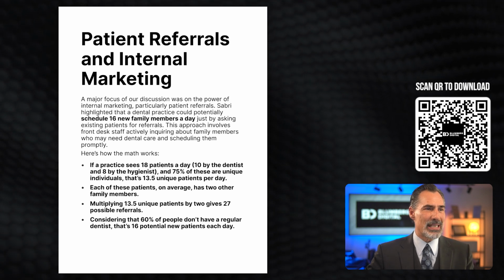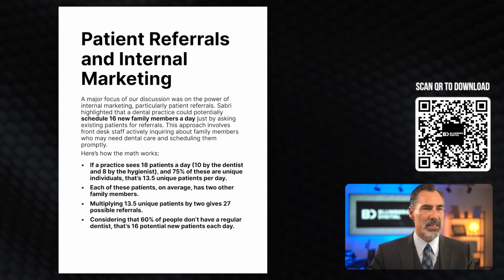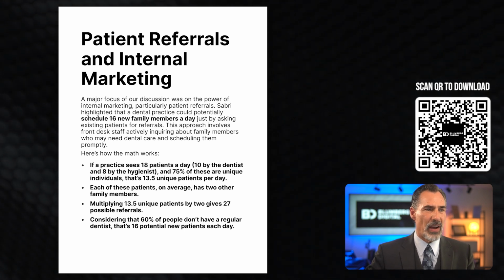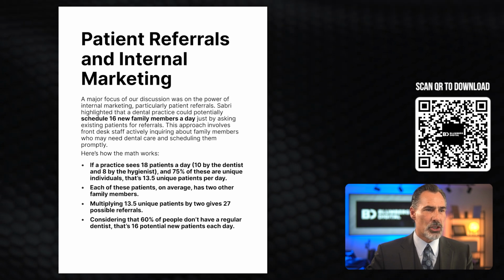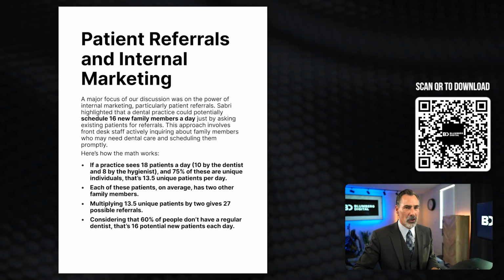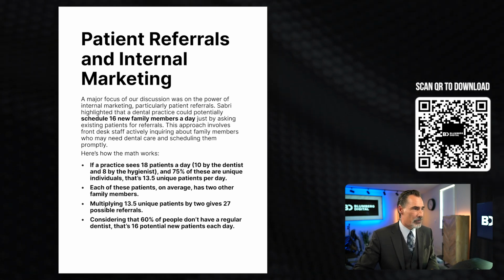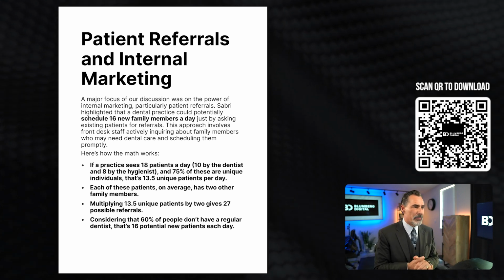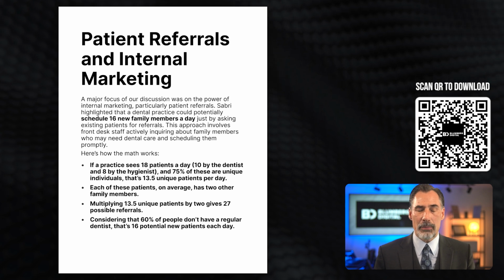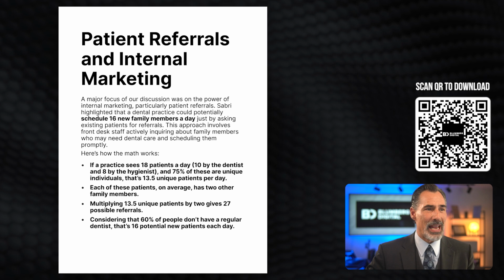Look at this. If a practice sees 18 patients a day, 10 by the dentist and 8 by the hygienist, and 75% of these are unique individuals, that's 13.5 unique patients per day. Each of these patients on average has 2 other family members. Multiplying 13.5 unique patients by 2 gives 27 possible referrals every single day. Considering that 60% of people don't have a regular dentist, that's 16 potential new patients each day. So, okay, good. Maybe of those 27 people, some of those other family members, well, they've got a dentist. 40% of them will, but 60% of them won't. That's 16 potential new patients every single day.